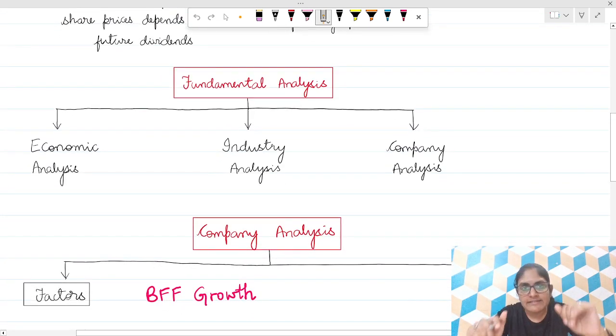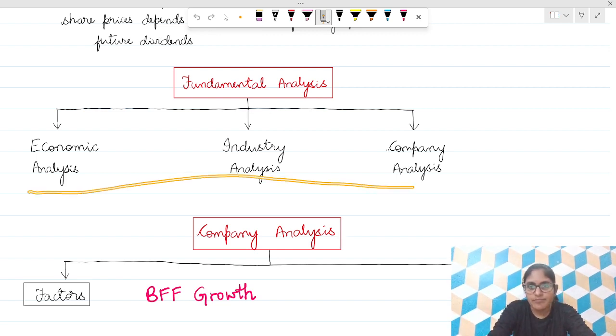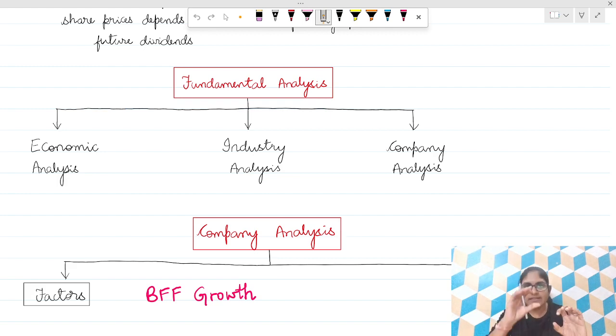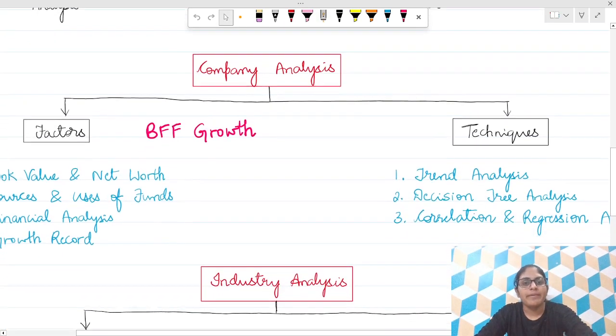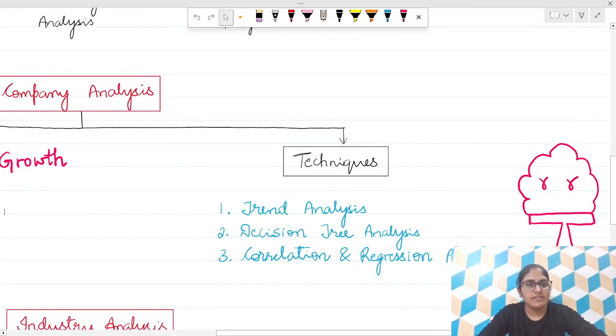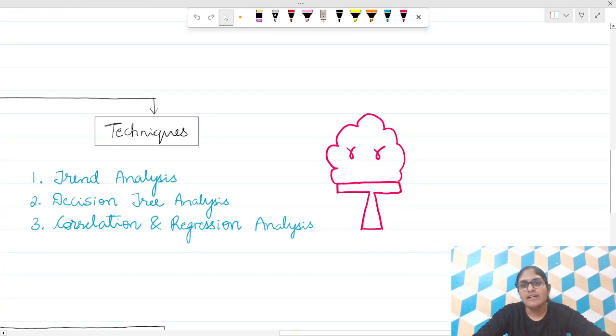Under fundamental analysis, we'll be studying three parts: economic analysis, industry analysis, and company analysis. For all these three parts, we'll be studying the factors and the techniques. We'll begin with company analysis, factors and techniques. First, let's study the techniques.